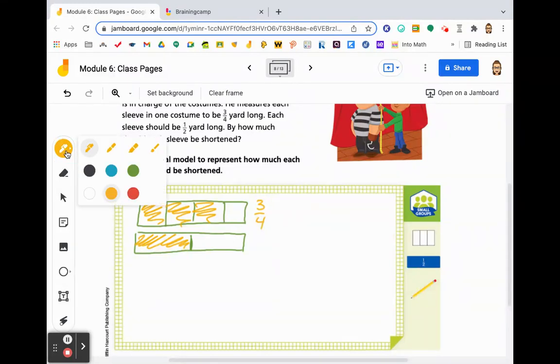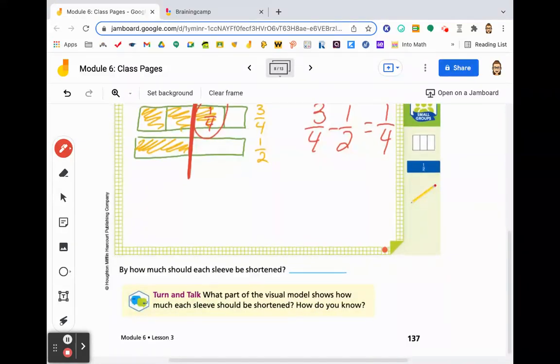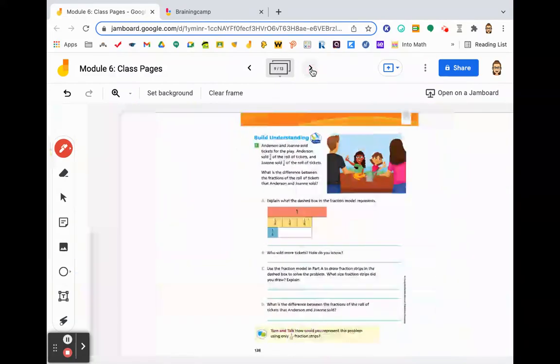So if we look at this, we can see the difference here. If we just cut off the half there, this is our difference. And this is 1/4 of a yard. So we would have 3/4 minus 1/2 equals 1/4. So how much should each sleeve be shortened? Well, it should be shortened 1/4 yard. We're going to go on to the next page.